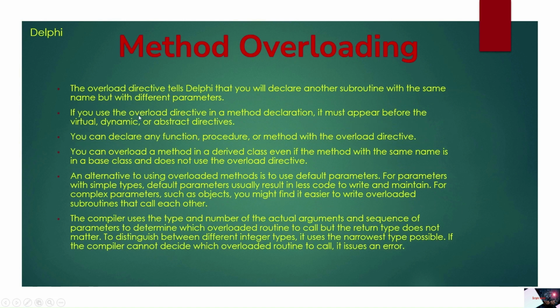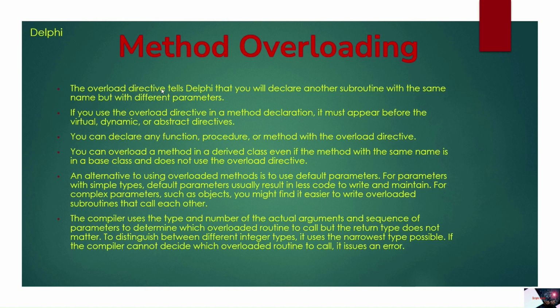So what is method overloading? The overload directive tells Delphi that you will declare another subroutine with the same name but different parameters, or we can say with a different signature. If you use the overload directive in a method declaration, it must appear before the virtual, dynamic or abstract directive. You can declare any function, procedure, or method with the overload directive. You can overload a method in the derived class, even if the method with the same name in the base class does not use the overload directive.